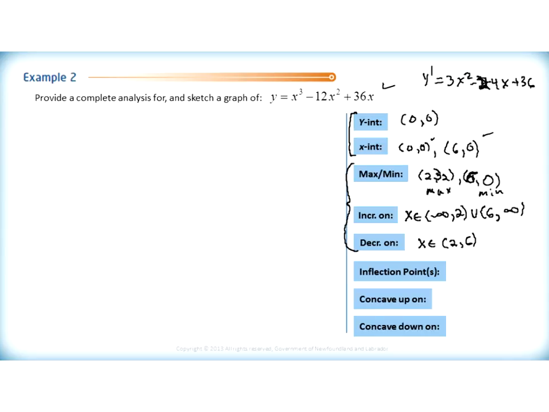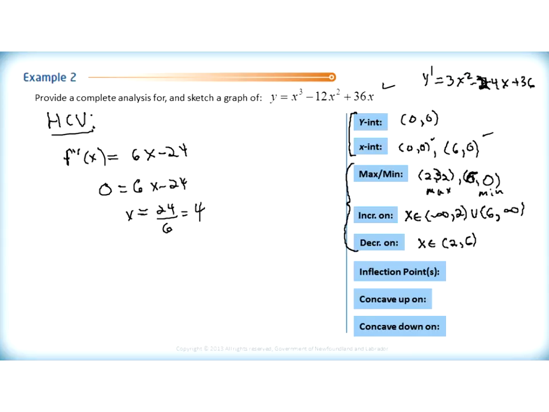Okay, so to find points or possible points of inflection, we've got to get our hypercritical values, and they are places where the second derivative is either 0 or undefined. This is polynomial, so it can't be undefined. We'll have 6x minus 24 as our second derivative. We set that equal to 0. We have 6x minus 24. So x is going to be equal to 24 divided by 6, and that's going to give us a value of 4. So we're going to have an inflection point most likely here when x equals 4.